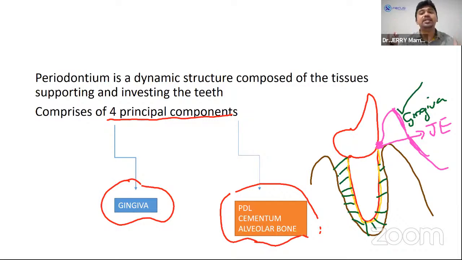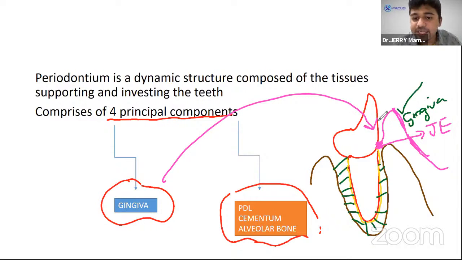We'll study all this in detail when we do gingiva. Just giving you an overview. So that is your gingiva which is attached here. That's the first structure of the periodontium. Then you have the PDL. Here is your periodontal ligament. What does the periodontal ligament do? It provides attachment to the tooth and attachment to the bone.